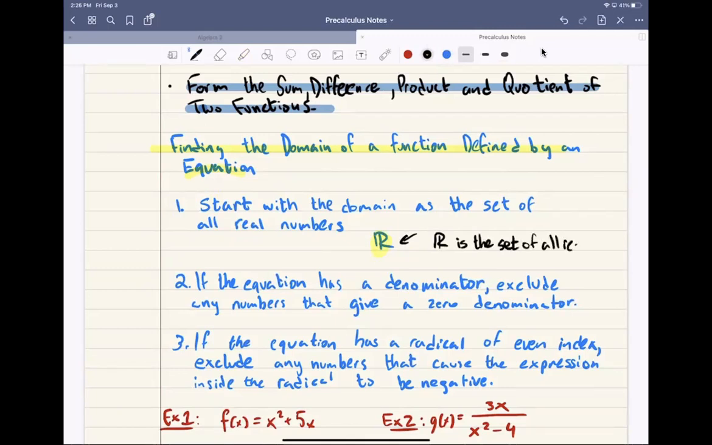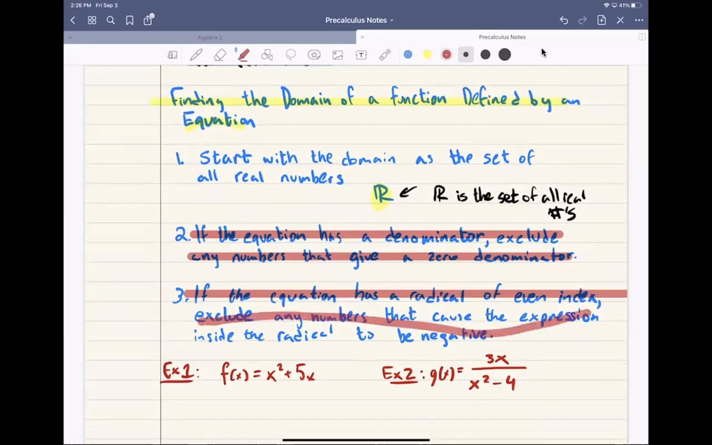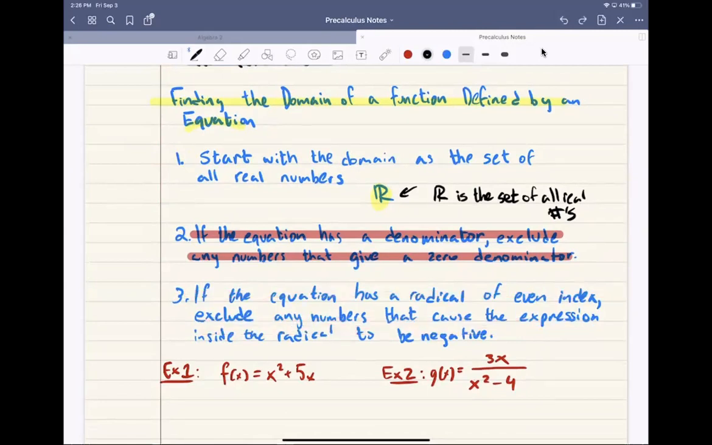And I'll write that down. Okay. After that, if the equation has a denominator, exclude any numbers that give a zero denominator. And the last step would be, if the equation has a radical of even index, exclude any numbers that cause the expression inside the radical to be negative. If you don't know what this means, don't worry. We're going to go over three different examples that pretty much tell us what we have to do.